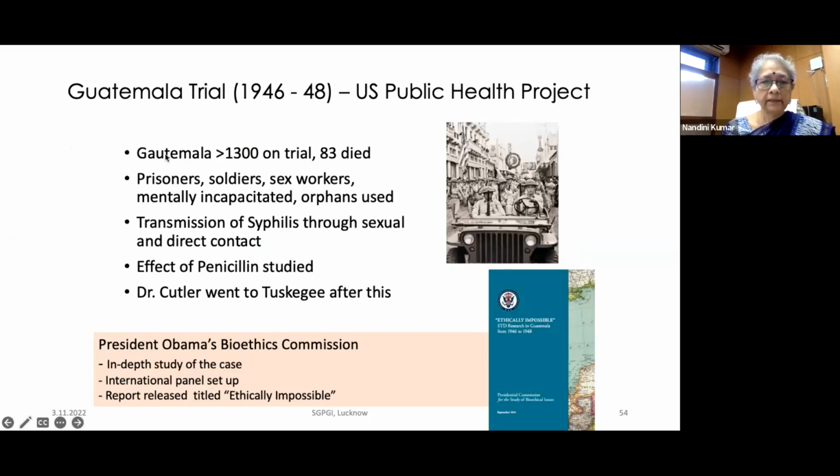So here you can see more than 1,300 were on trial, 83 died. People were prisoners, soldiers, sex workers, mentally incapacitated orphans. And he actually used the syphilitic material directly or through sexual organs. And then the effect of penicillin was studied in some. And President Obama said, study this in depth, what happened, and set up an international panel. And this whole report was released as ethically impossible. Several things were outlined there.